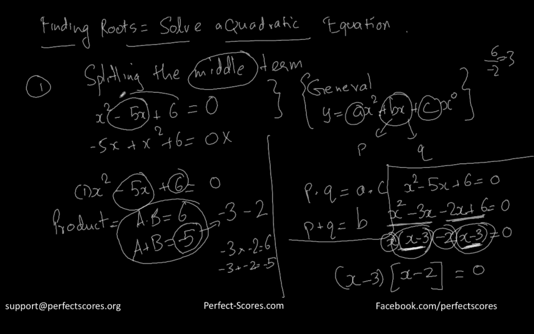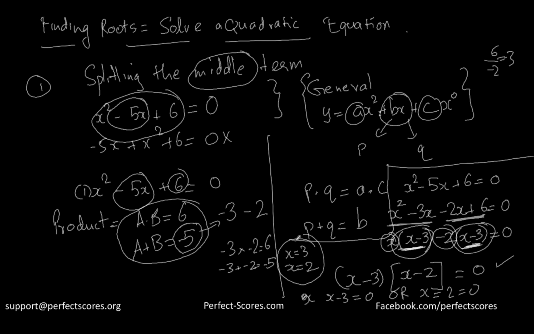So from here, what have you done is you have reached x minus 3 into x minus 2 is equal to 0. So when you say that either x minus 3 or x minus 2 is equal to 0, that means either x minus 3 will be equal to 0 or x minus 2 will be equal to 0. So from here, either x is equal to 3 or x is equal to 2. So these are the two roots of this equation. x is equal to 3 will satisfy this, x is equal to 2 will satisfy this.